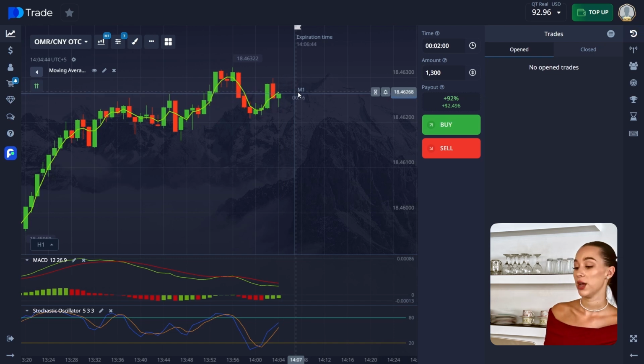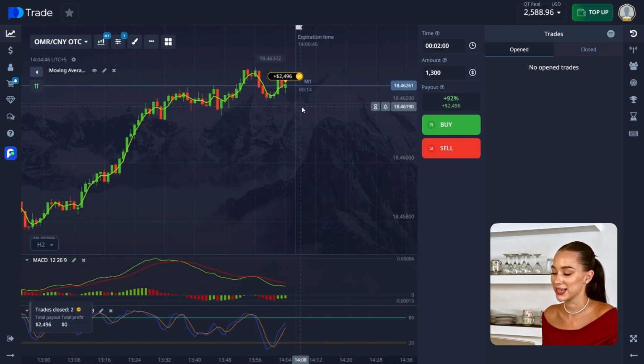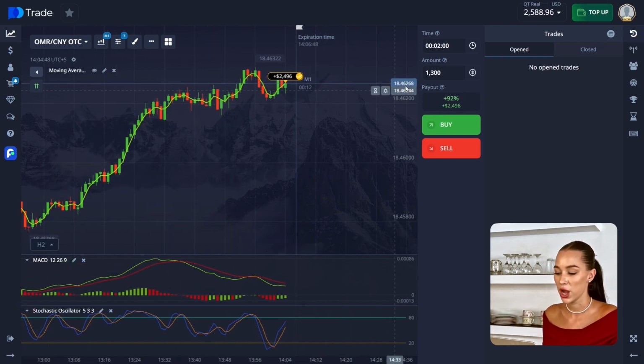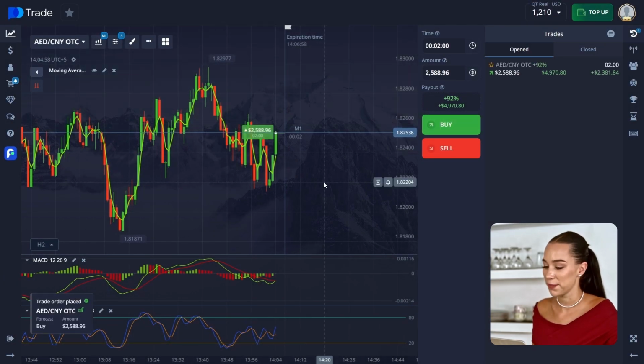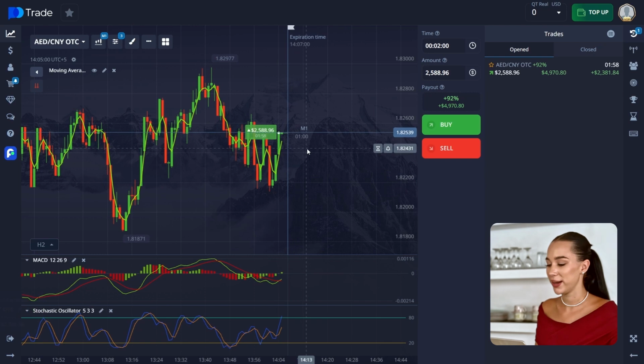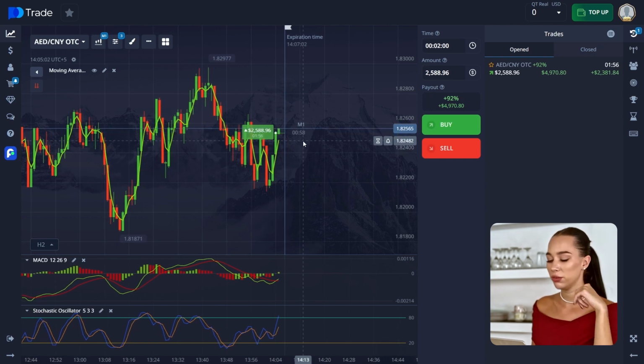Okay, perfect. We already have $2,600. Now I change it to 1,300. Let's see what could happen to you if you're too fast. So here, guys, I open another buy signal, and already for all of the money that I have, because I don't care anymore.